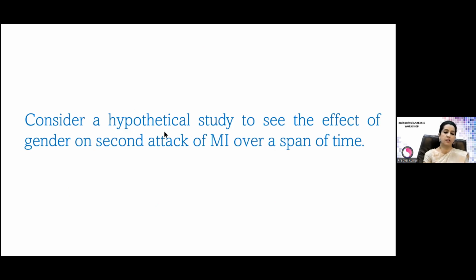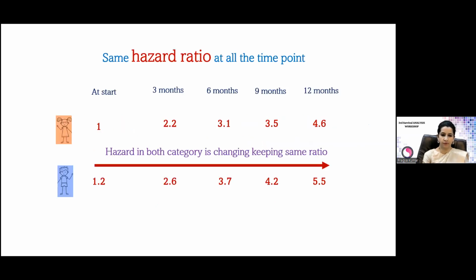Now consider a hypothetical study to see the effect of gender on the second attack of MI over a span of time. Remember, yesterday we discussed the experience of the second attack of MI in both male and female. And if you have to see this, this is the hazard ratio. Now I have introduced a term, hazard ratio. What is this hazard ratio?